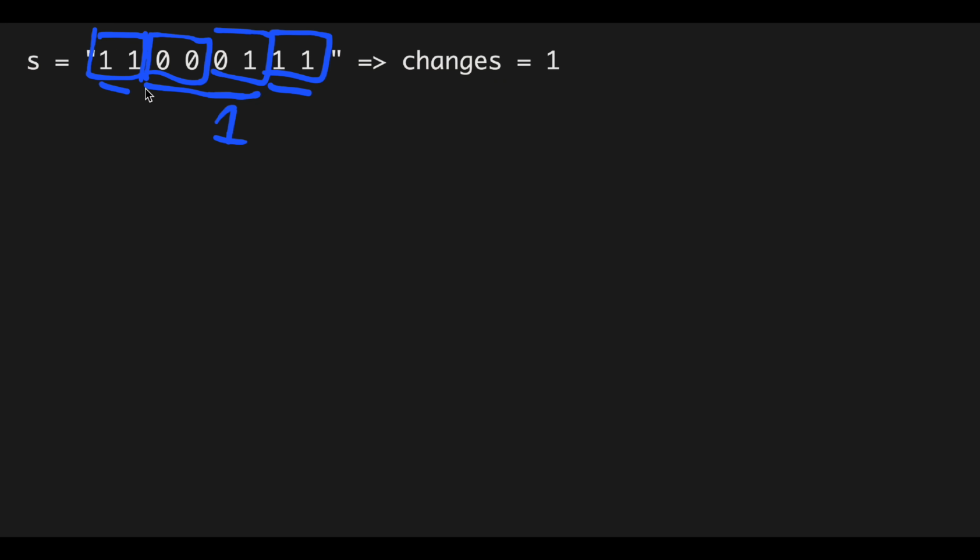We can just iterate on the string with iterator say i, making two jumps and comparing two adjacent characters in the pair. And if both the characters are the same, that means we don't have to increment the changes. But if the characters differ, then we will increment the changes. So now let's jump into the code part.